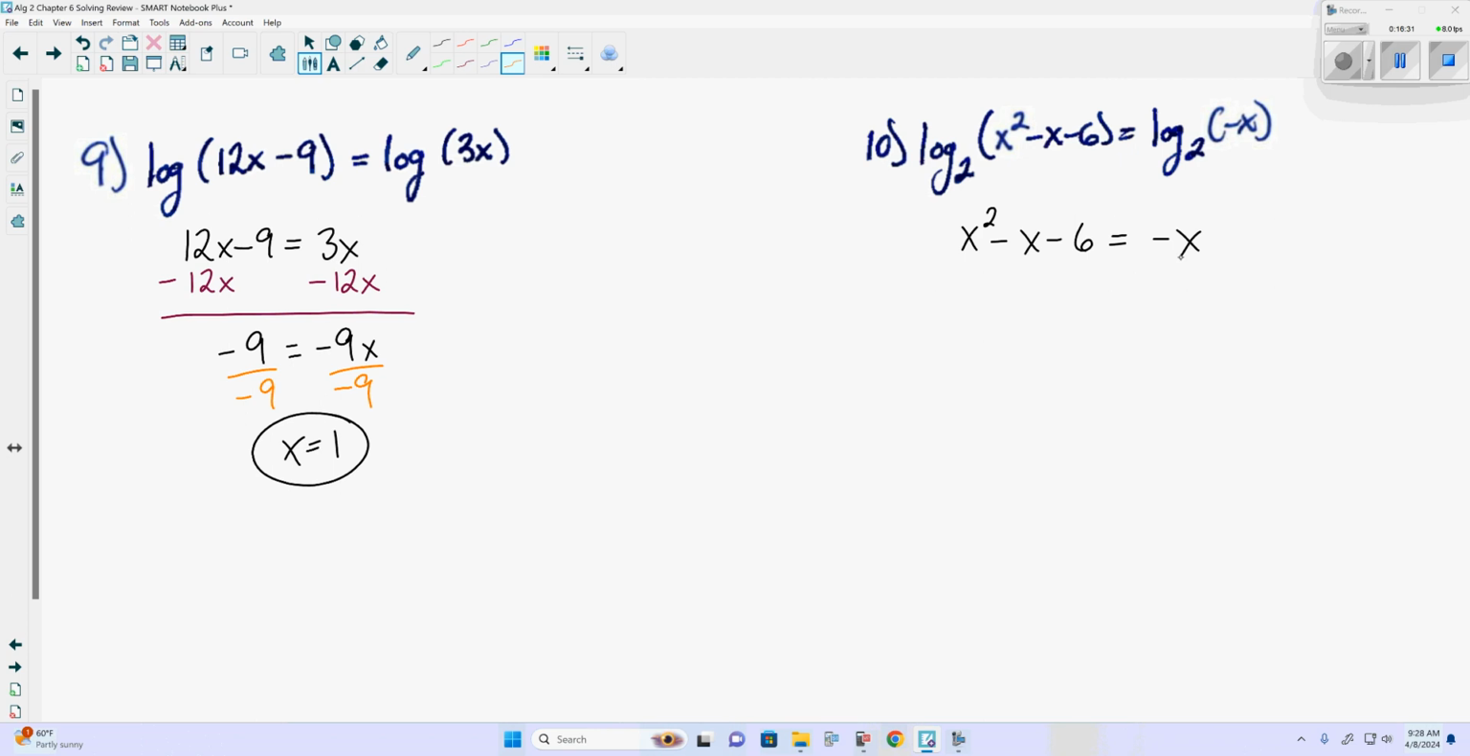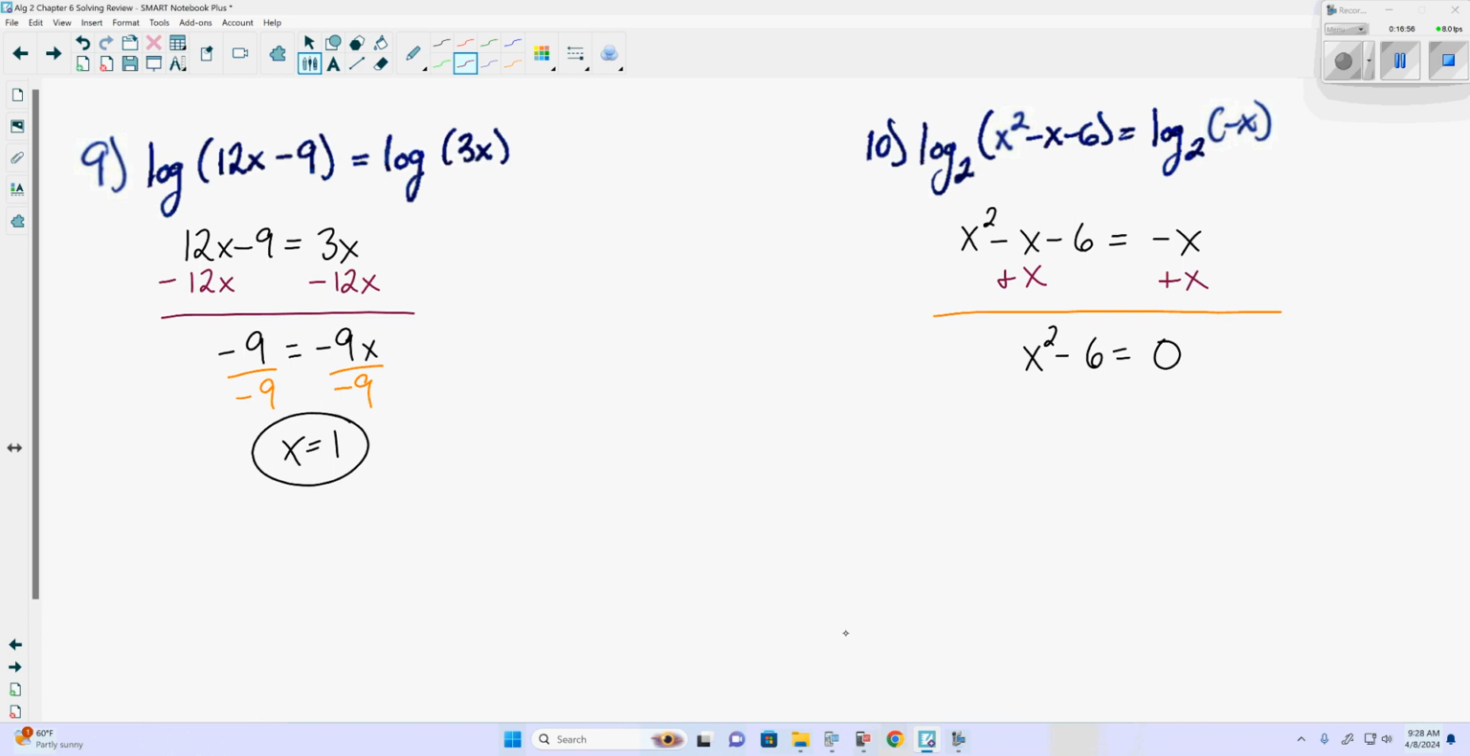X squared minus x minus 6 equals -x. We can add x to both sides, yes? Telling us x squared minus 6 is equal to 0. We'll give it a minute to wake up.